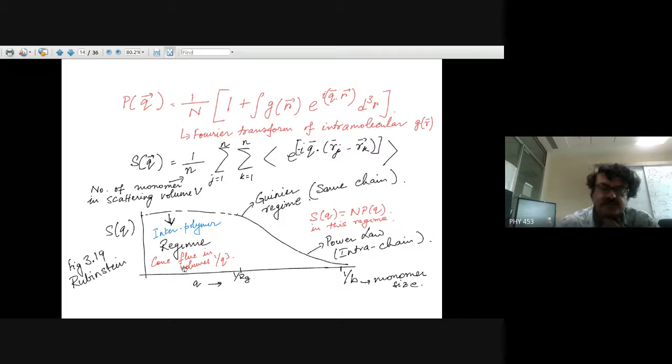S of Q versus Q is plotted; the intermolecular part basically comes from the concentration fluctuation in volume, going as 1 by Q cube. Now Q is very small, the volume is very large, so you're looking at inter-chain scattering. One polymer basically creates a scattering contrast, in between there is a liquid, and then there is another polymer. So the interpolymer regime is at very small q, the medium regime is the Guinier regime, and this is the intramolecular regime.